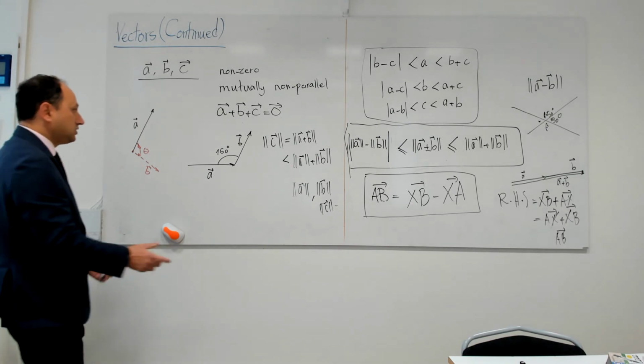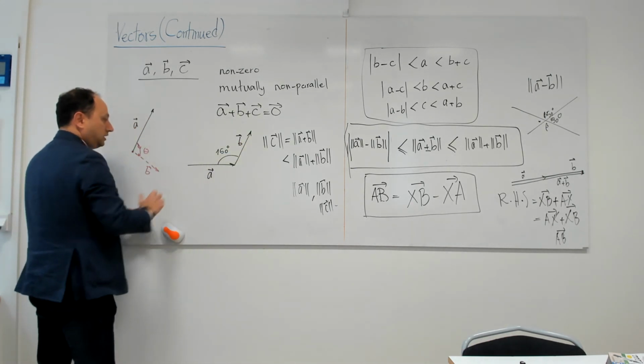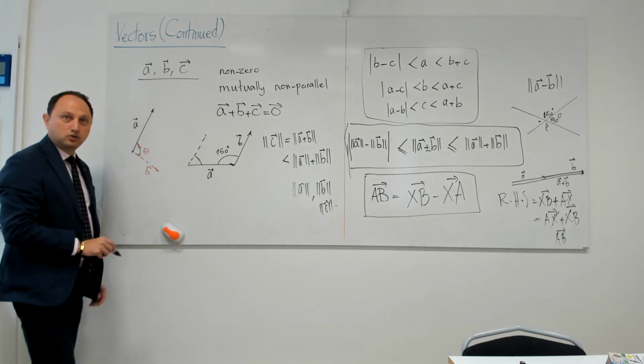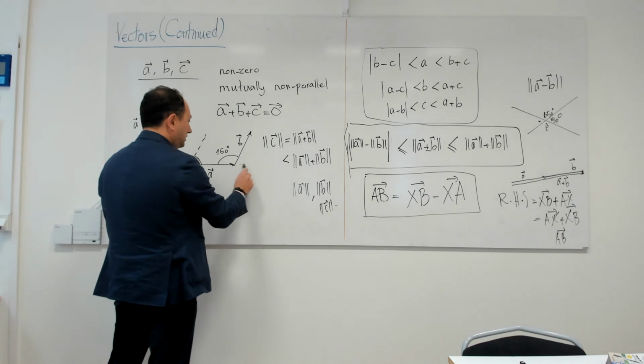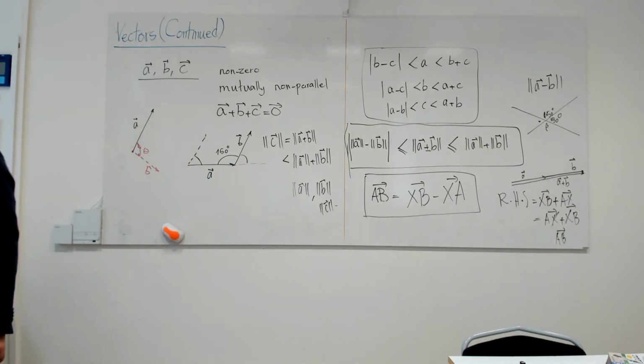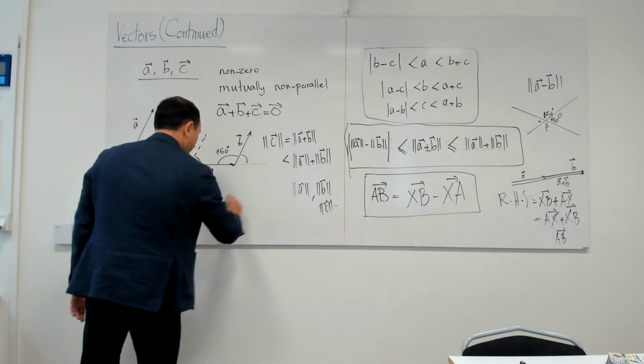And actually, it doesn't matter. If you want to draw this from here, then this would be your angle. Or if you want to draw it from here, this would be your angle. But it doesn't matter. In any case, it is 30 degrees. Is that understandable? Okay. Now, what do you think here?